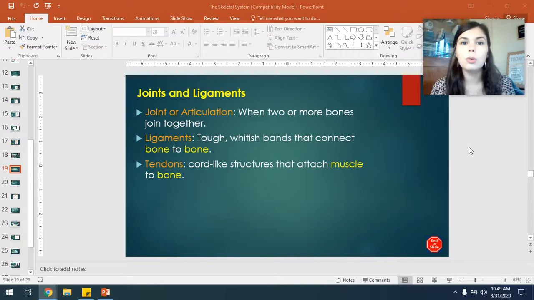A joint is when two or more bones come together, and they typically have that articular cartilage on the end of them that helps to protect the bones from rubbing together. And that is called a joint. And you have many different types of joints, and your joints are held together by ligaments. Ligaments are those tough, whitish colored bands that connect bone to bone, and this is made of connective tissue. And then later when we talk about the muscular system, we'll talk about your tendons, which are cord-like structures that attach muscle to bone.